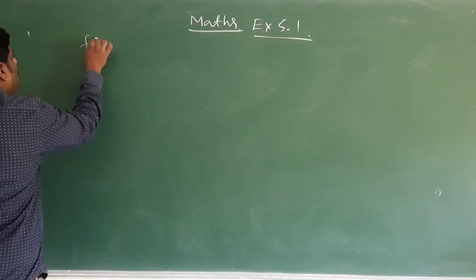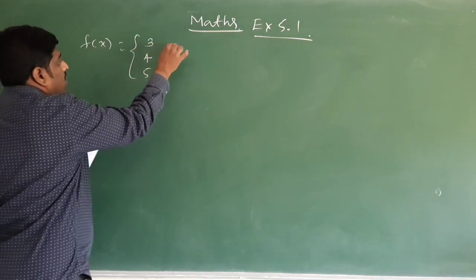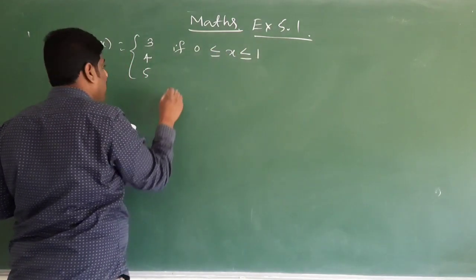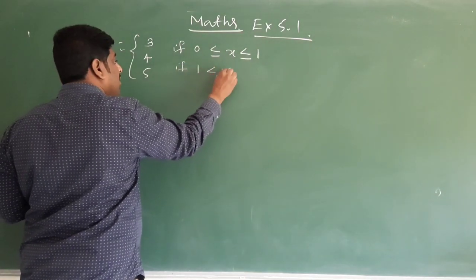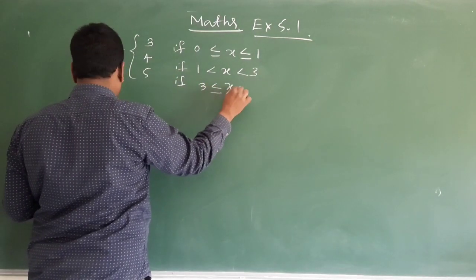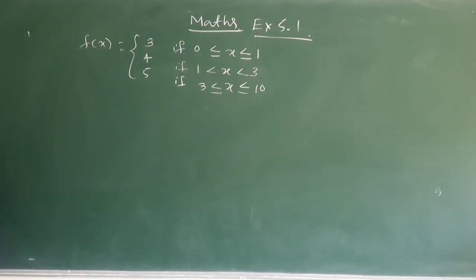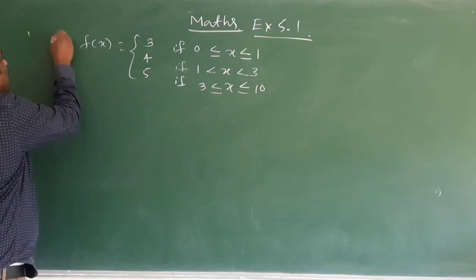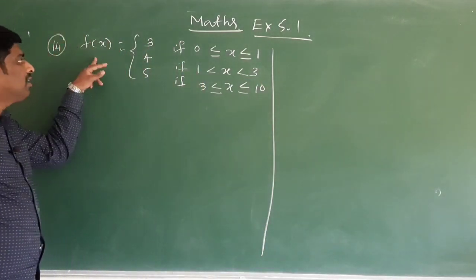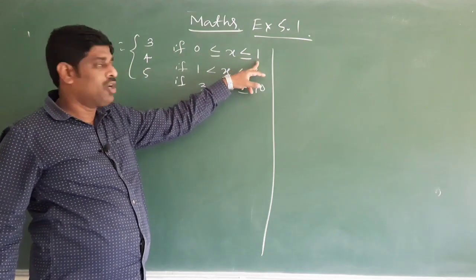That is, f of x is equal to 3, 4, 5, if 0 less than or equal to x less than or equal to 1, if 1 less than x less than 3, if 3 less than or equal to x less than or equal to 10. Now we have to check whether this function is continuous or discontinuous. See children, here you have to take certain cases.